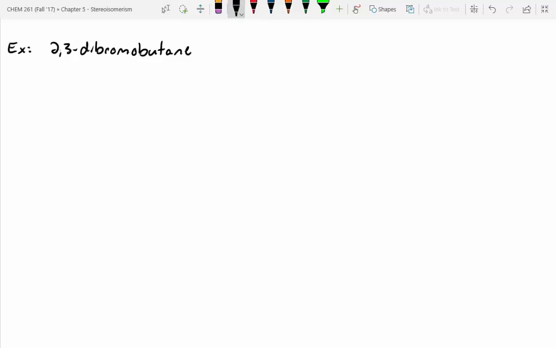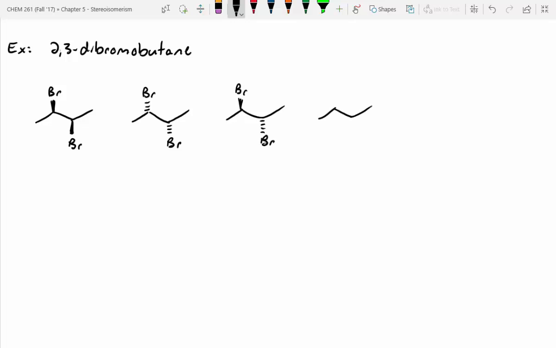All right, so again, I'm just going to do my backbone. I'm going to just arbitrarily pick them both as wedges for my first one. I'm going to pick both as dashes for my second. I'm going to pick one as a wedge here, and then one as a dash here. And then same thing, I'm going to pick first one as a dash, second one as a wedge. All right, so there's theoretically 4 different ones.